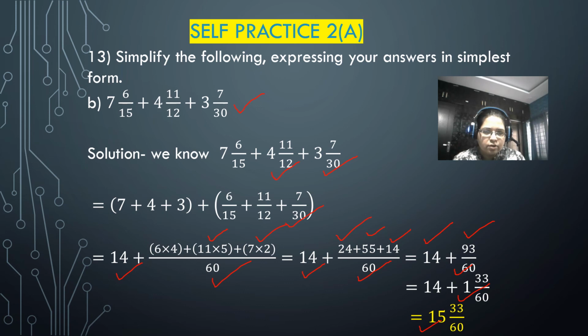So we get 7 and 6 divided by 15 plus 4 and 11 divided by 12 plus 3 and 7 divided by 30 equals 15 and 33 divided by 60, where 15 is the whole number and 33 divided by 60 is a proper fraction, and 15 and 33 divided by 60 is a mixed fraction which is in the simplest form.